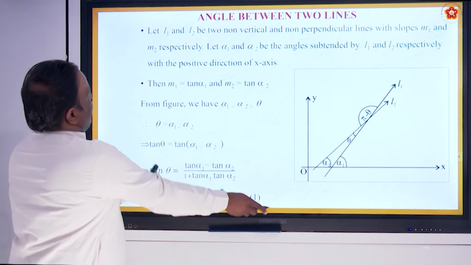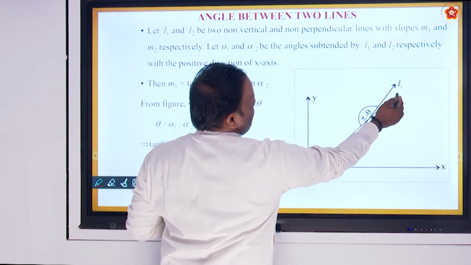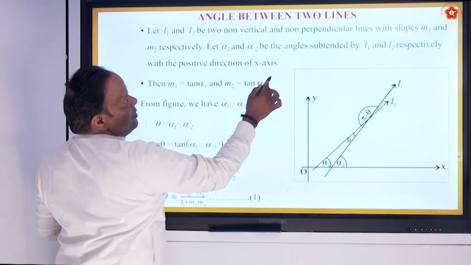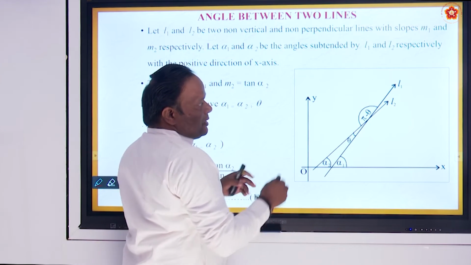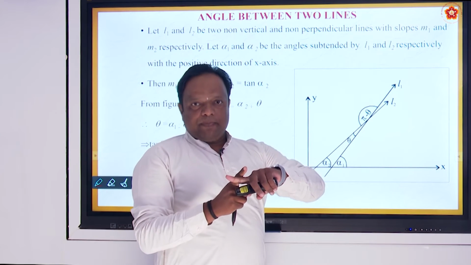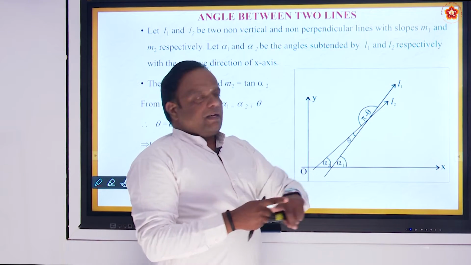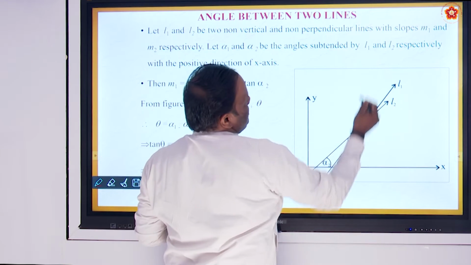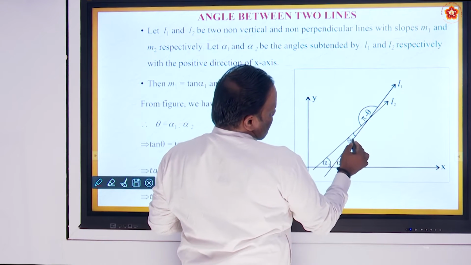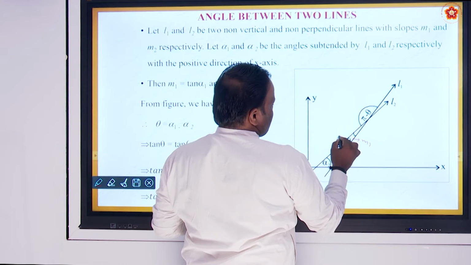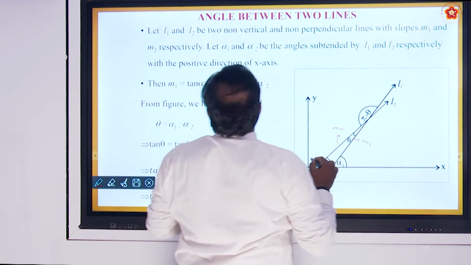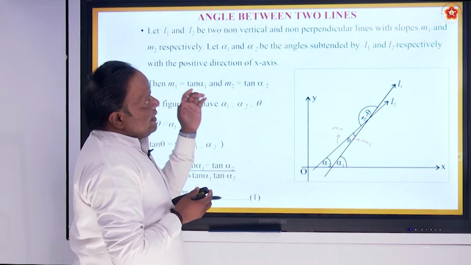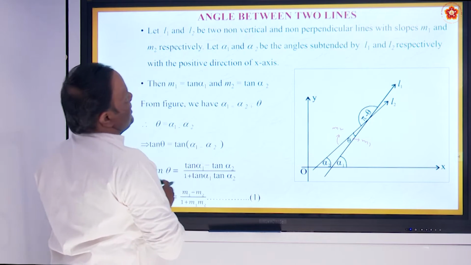Okay. Let L1 and L2, see the figure here, be two non-vertical and non-perpendicular lines. These are not perpendicular. Even if two lines are perpendicular, then the angle between the two lines is 90 degrees. Don't take perpendicular, don't take vertical also. Take L1 slope as m1 and L2 slope as m2, with slopes m1 and m2 respectively.